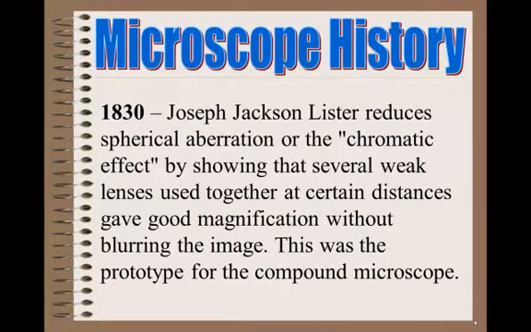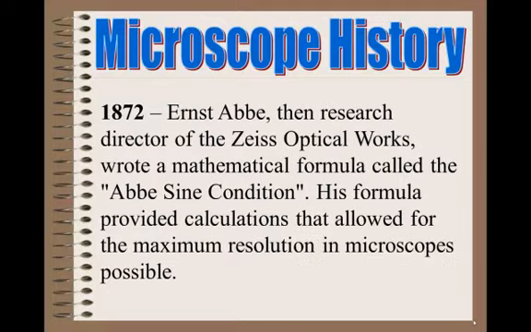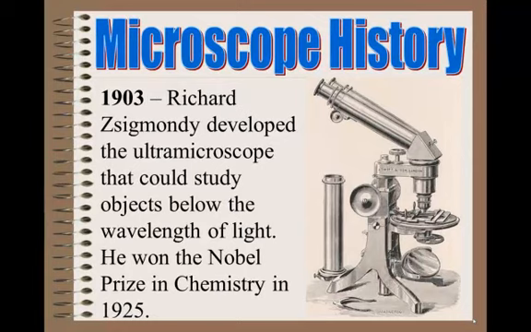In 1830, Joseph Lister reduced the chromatic effect. He used several weak lenses, and it gave a really good magnification without blurring, so it is like the forerunner of the compound microscope. Then we have Abbe, I'm not sure how you say that. He came up with formulas to help with the resolution of the microscope. The resolution has to do with how crystal clear you can get the image. Then we have Zsigmondy, and he developed the ultramicroscope, and he won a Nobel Prize in chemistry for it.